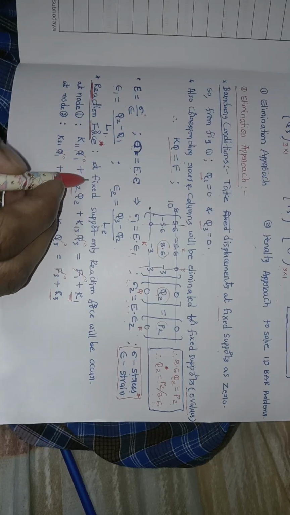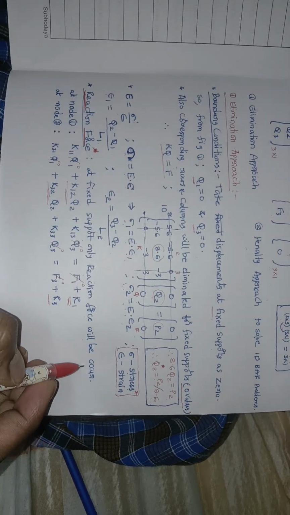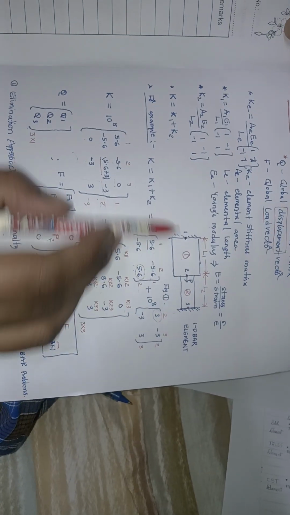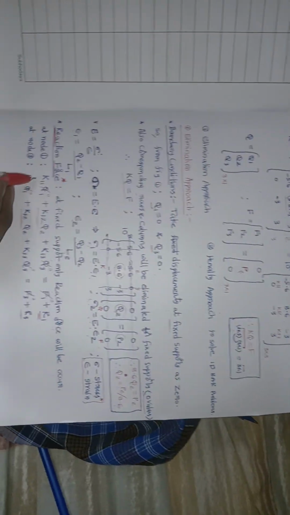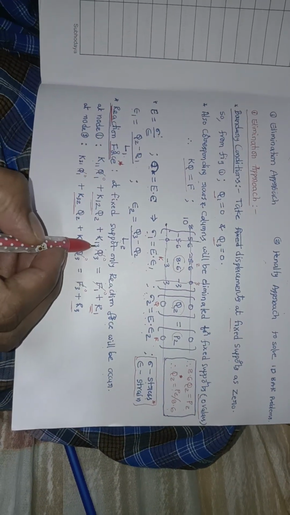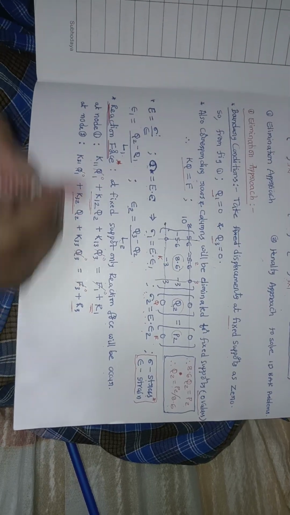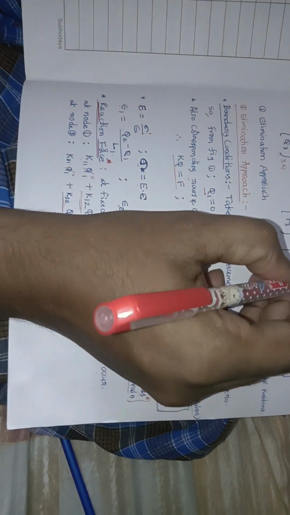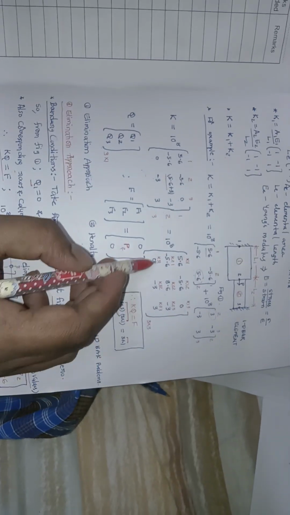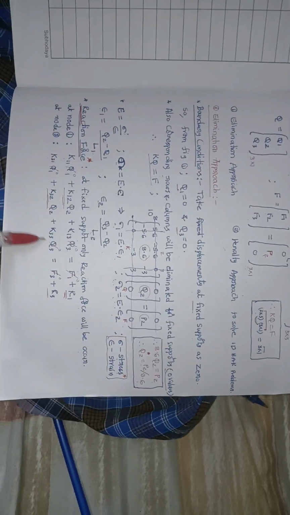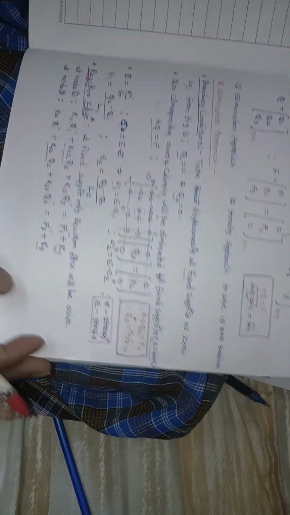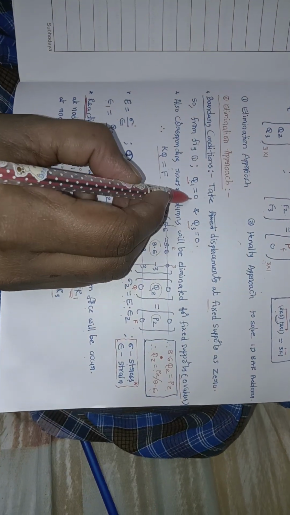Here at fixed supports only the reaction force will occur. Here 1 and 3 are fixed supports, so only there do we have the reaction force, right? So you have to take the formula K11, K12, K13 with Q1, Q2, Q3. This is at node 1. Similarly, for node 3, K31, K32, K33 with Q1, Q2, Q3. We observe, as I told earlier, that Q1 value is 0 and Q3 value is 0.